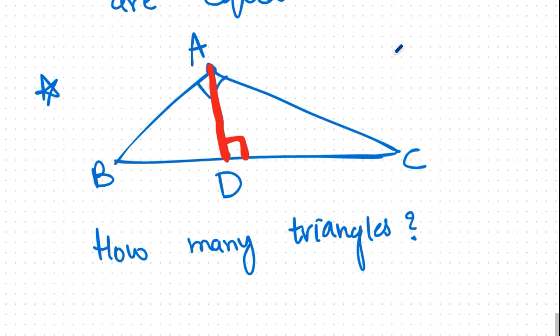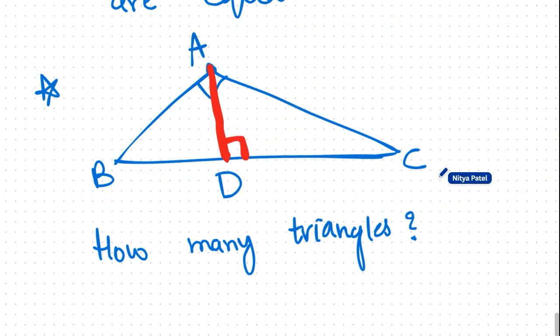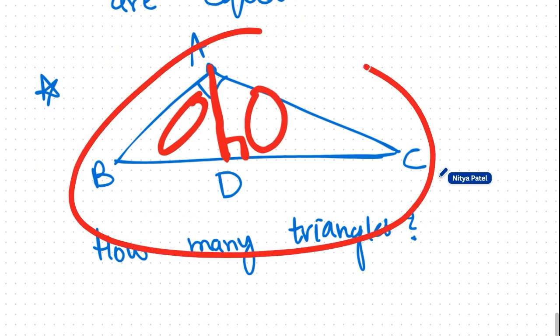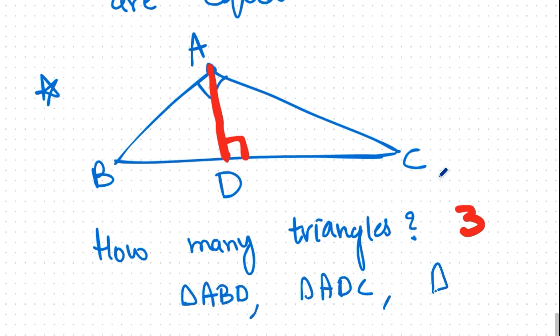There's actually one more. Can you guess? It's not a line that's given, but the entire overall figure. How many triangles? A, B, C. This one, and the larger one. So how many triangles is it? Three. So there are triangle ABD, ADC, ABC, right?